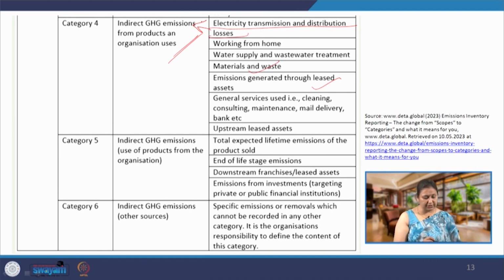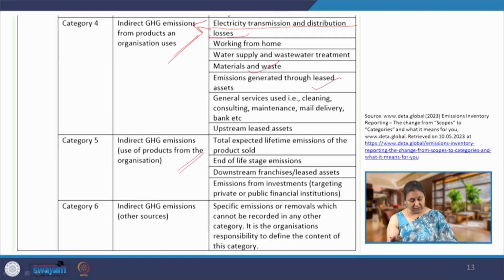Then we have category 5, where we are looking at indirect GHG emissions from the use of products from the organization. For example, end of life stage emissions. So, what happens after the product has completed its life and it has to be decomposed, or it has to be recycled. So, end of life stage emissions, downstream franchisees, the leased assets, they are going to come to category 5.